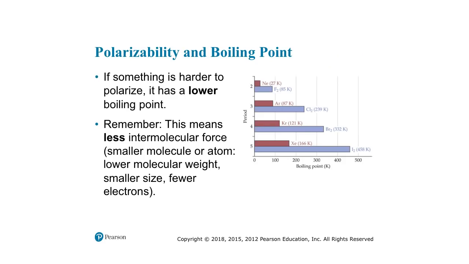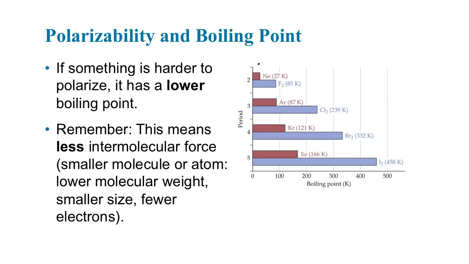So, polarizability versus boiling point. Let's look at a few comparisons. If we look from neon to argon to krypton to xenon, just increasing in the noble gases, we see the boiling points increasing because we're going to a larger atom with more electrons. More electrons are easier to push around.